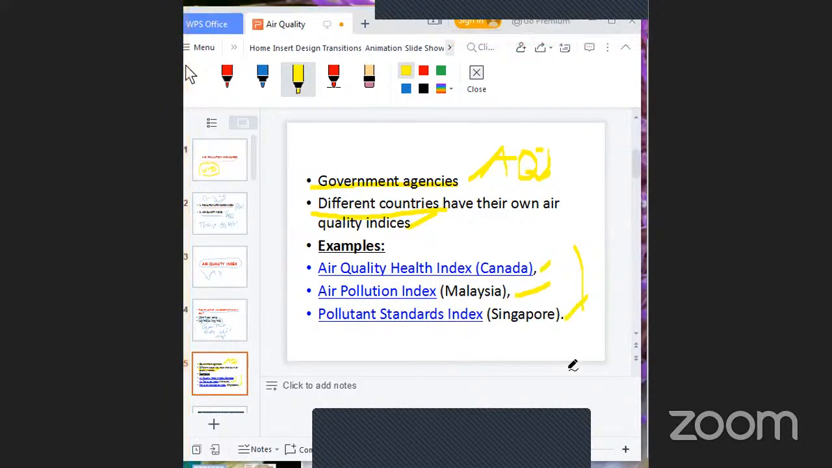So the air quality index can increase due to an increase of air emissions.